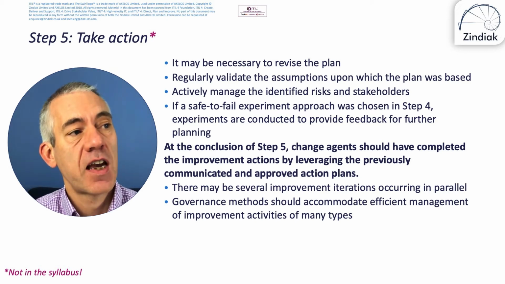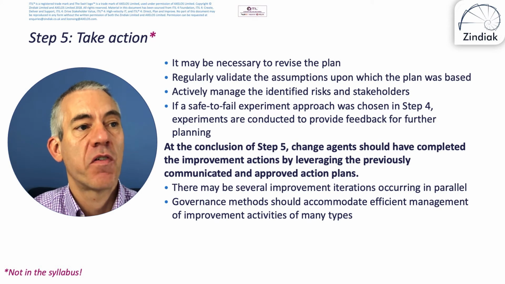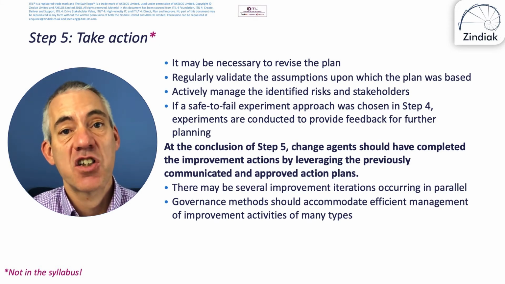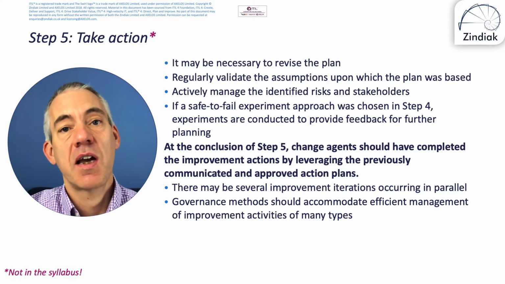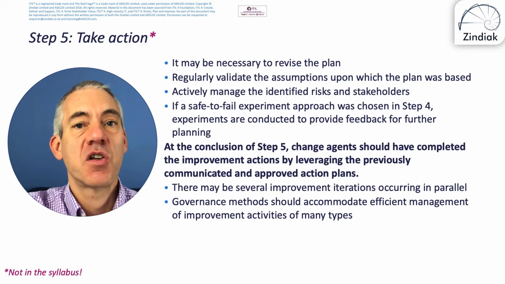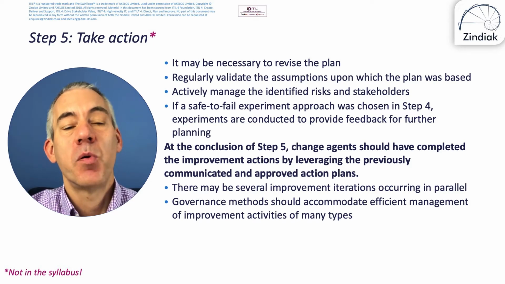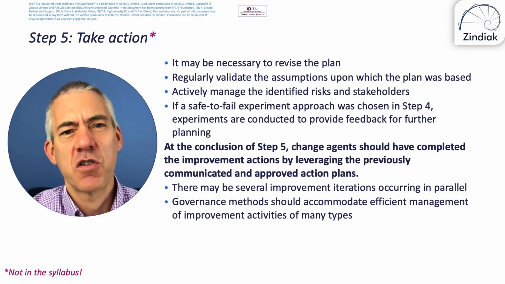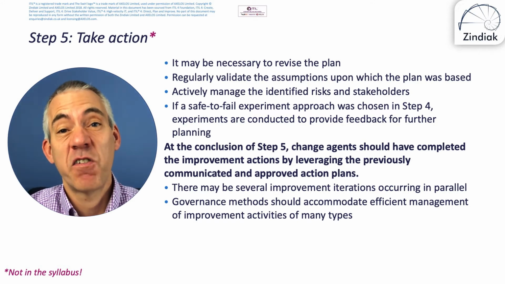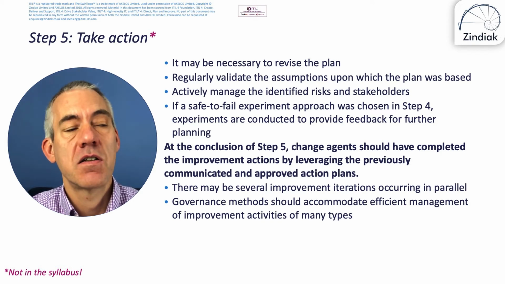And if a safe to fail experiment approach was chosen in step 4, the previous step, how do we get there? Experiments are conducted to provide feedback for further planning. What this really relates to is minimum viable product. In an iteration, in a time box, in a sprint, we might not be delivering a working product to the end user, but just a minimum viable product that's useful to get feedback. That could be a safe to fail experiment. There are lots of terms for it. They often talk about sandboxing, but it's just, we're going to try something, and if it fails, it's not going to be catastrophic. We just learn from it. It's a means to safely learn lessons to progress.